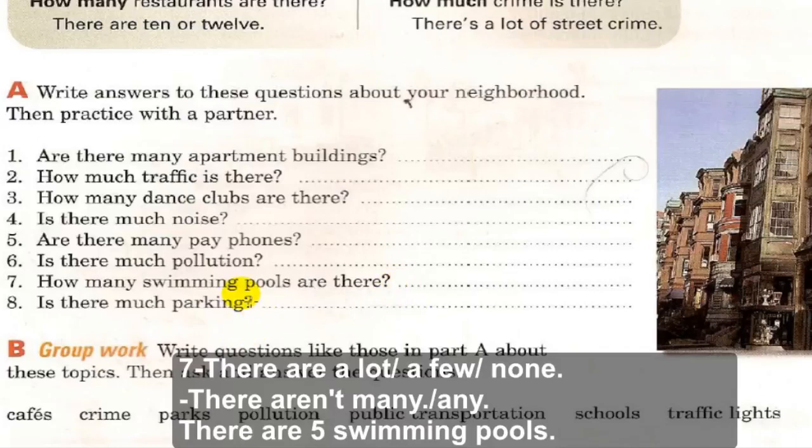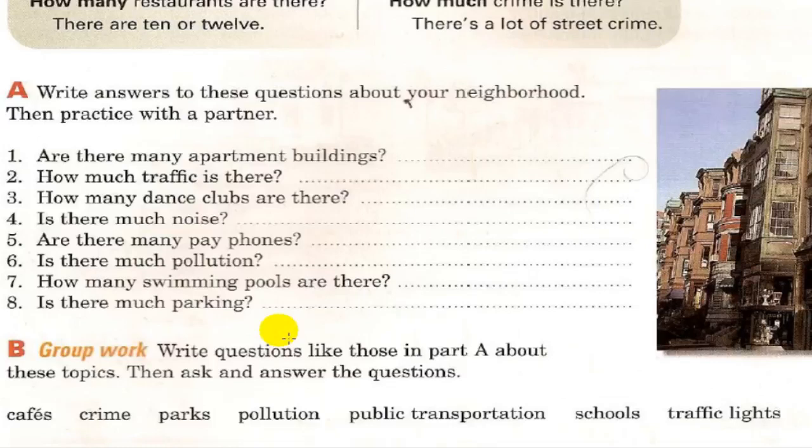For this question, I can say, there are 5 swimming pools. I can make a number. Is there much parking? Yes, there is a lot. No, there isn't any. No, there isn't much. No, there is none.